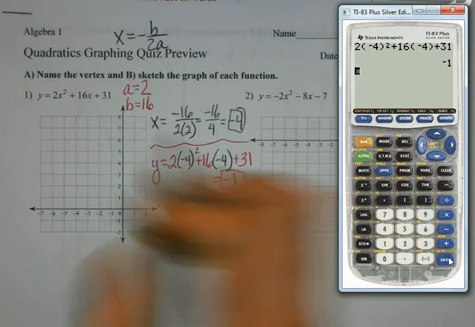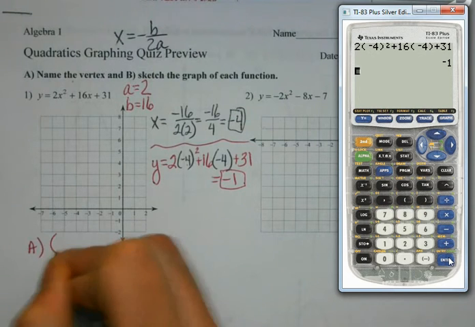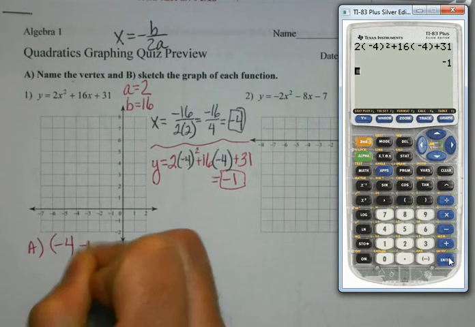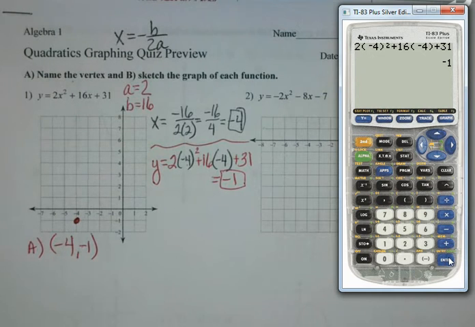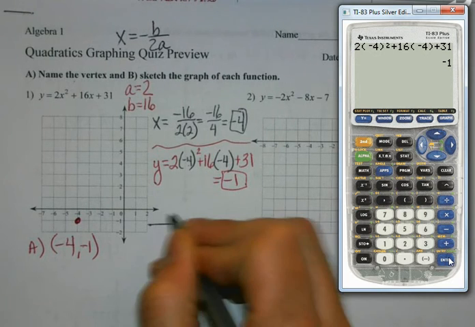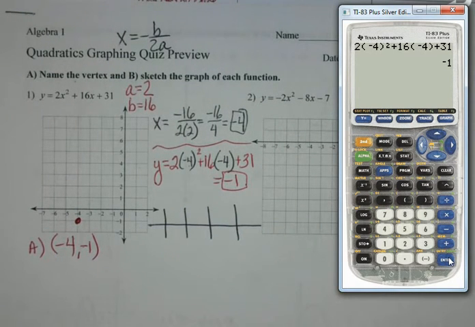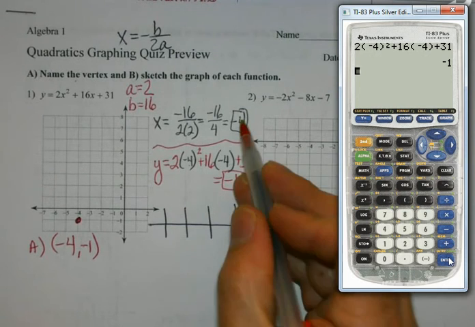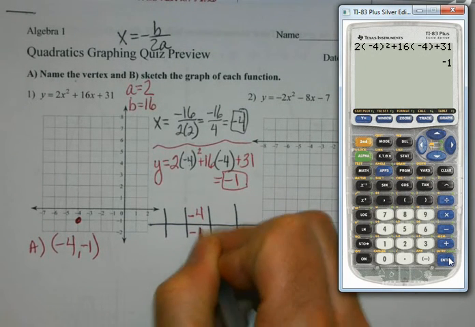Okay, so it asked me up here at the top, name the vertex. My vertex I just found. It's negative 4, negative 1. And I can go ahead and put that point in. Then when I'm supposed to sketch the graph of the function, that's when I typically go to my chart. And the x and y value I just found, being my vertex, is going to go in the middle.